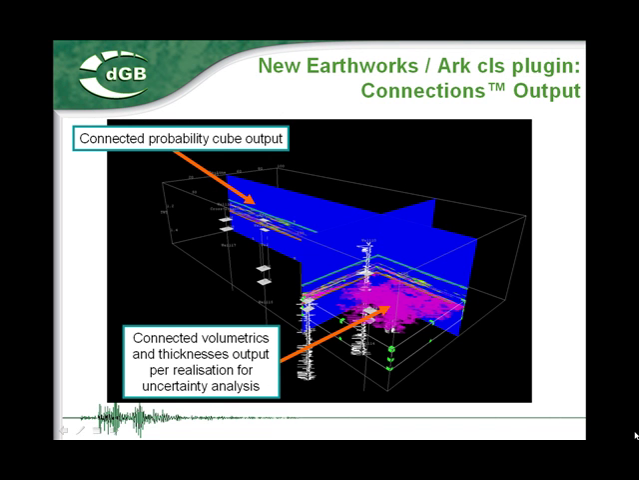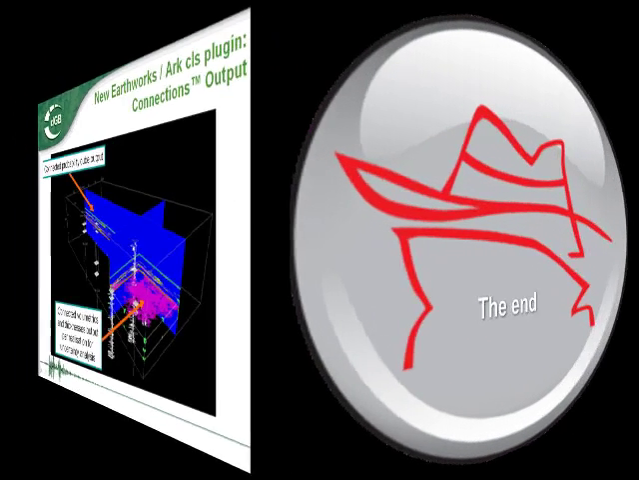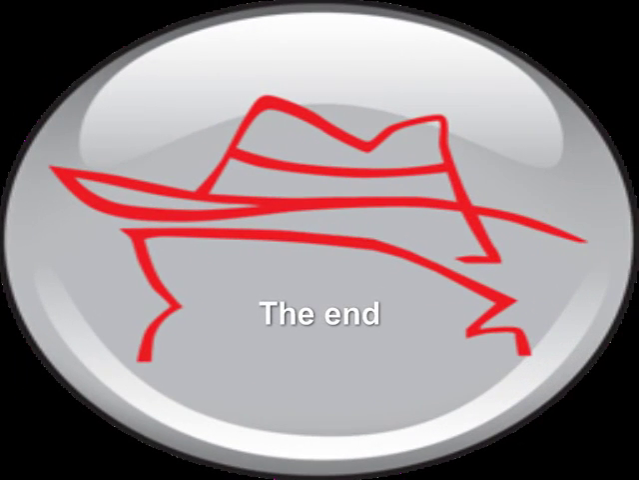Also new by ArcGLS in collaboration with Earthworks is a connection module. This module grows bodies from one or more seed points. It can be used, for example, to analyze the results of MPSI, the stochastic impedance inversion module. This concludes this tutorial on highlights in version 4.0.